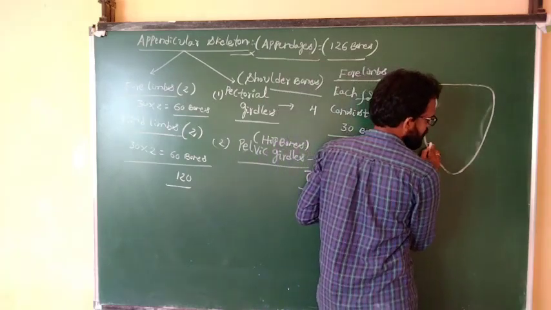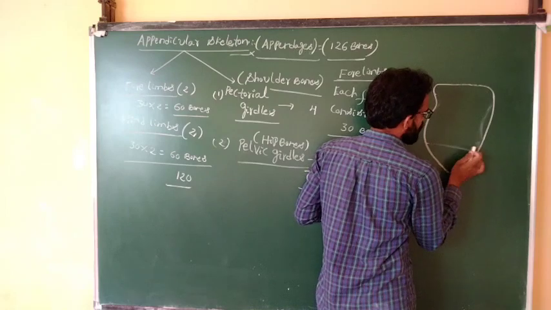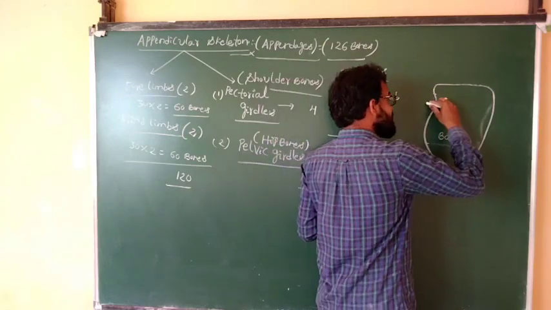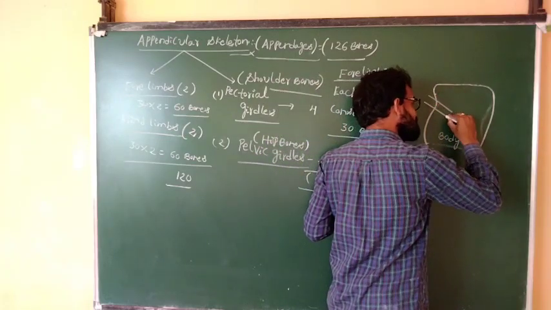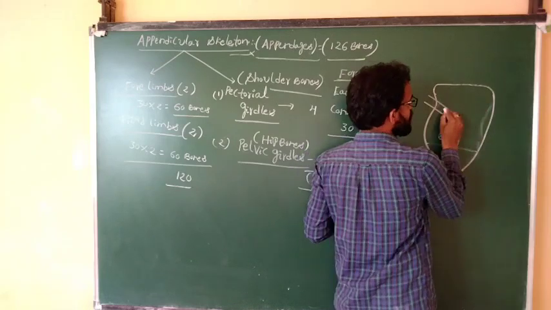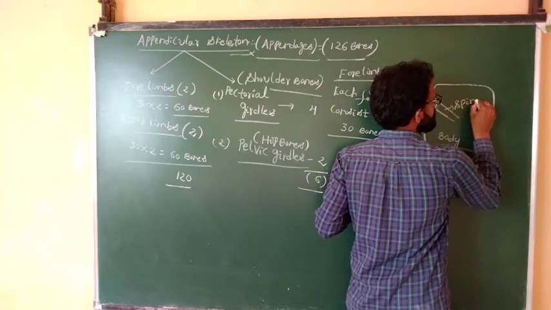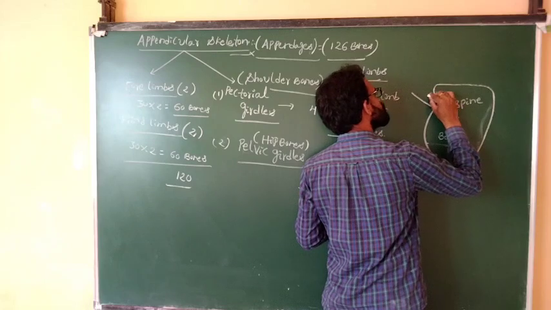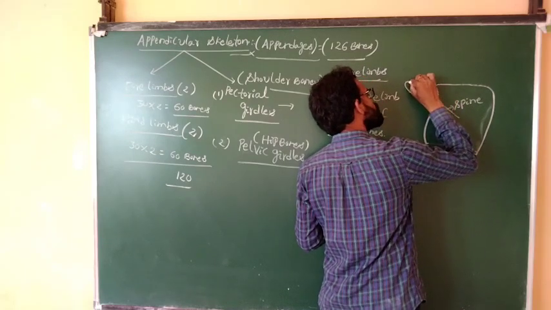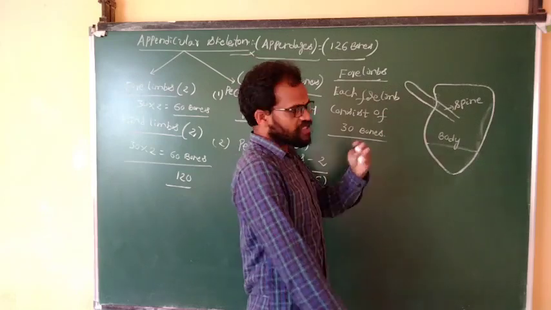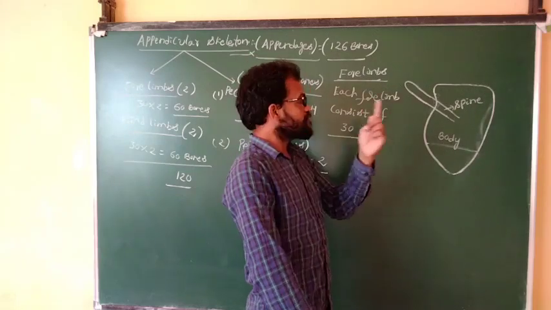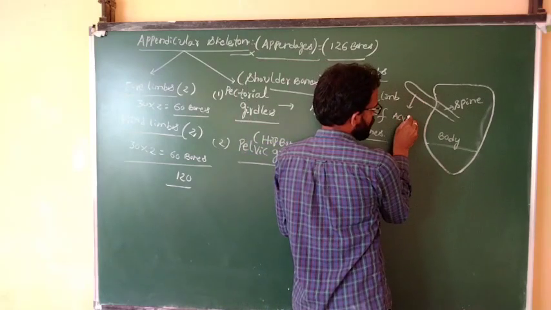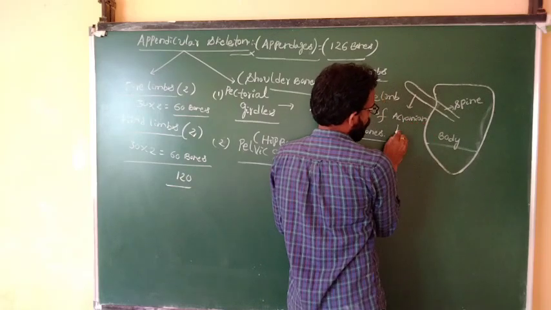The pectoral girdle consists of the body. The next part of the pectoral girdle is the spine. This spine arises on the outer surface, outside of the pectoral girdle. It is nothing but the acromion process.